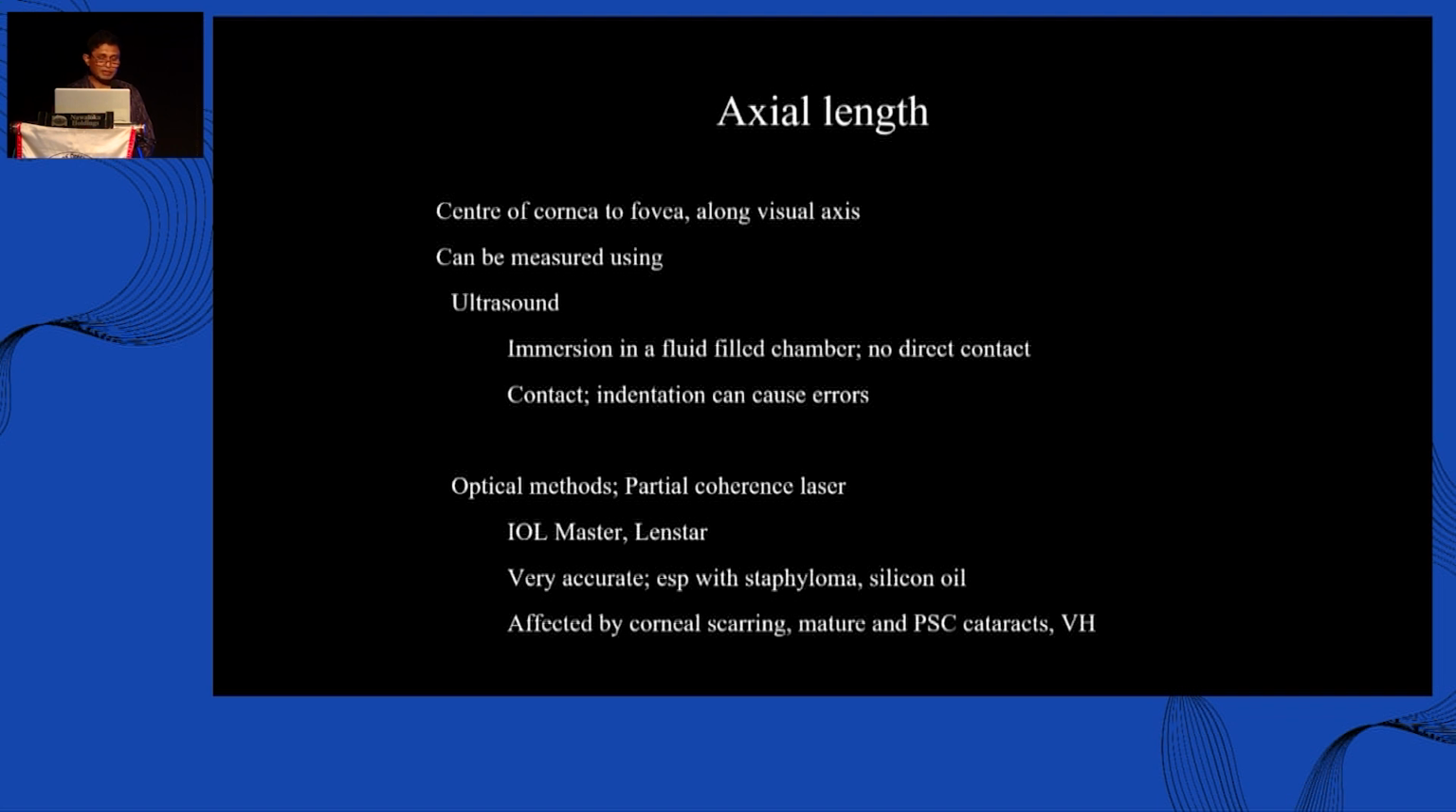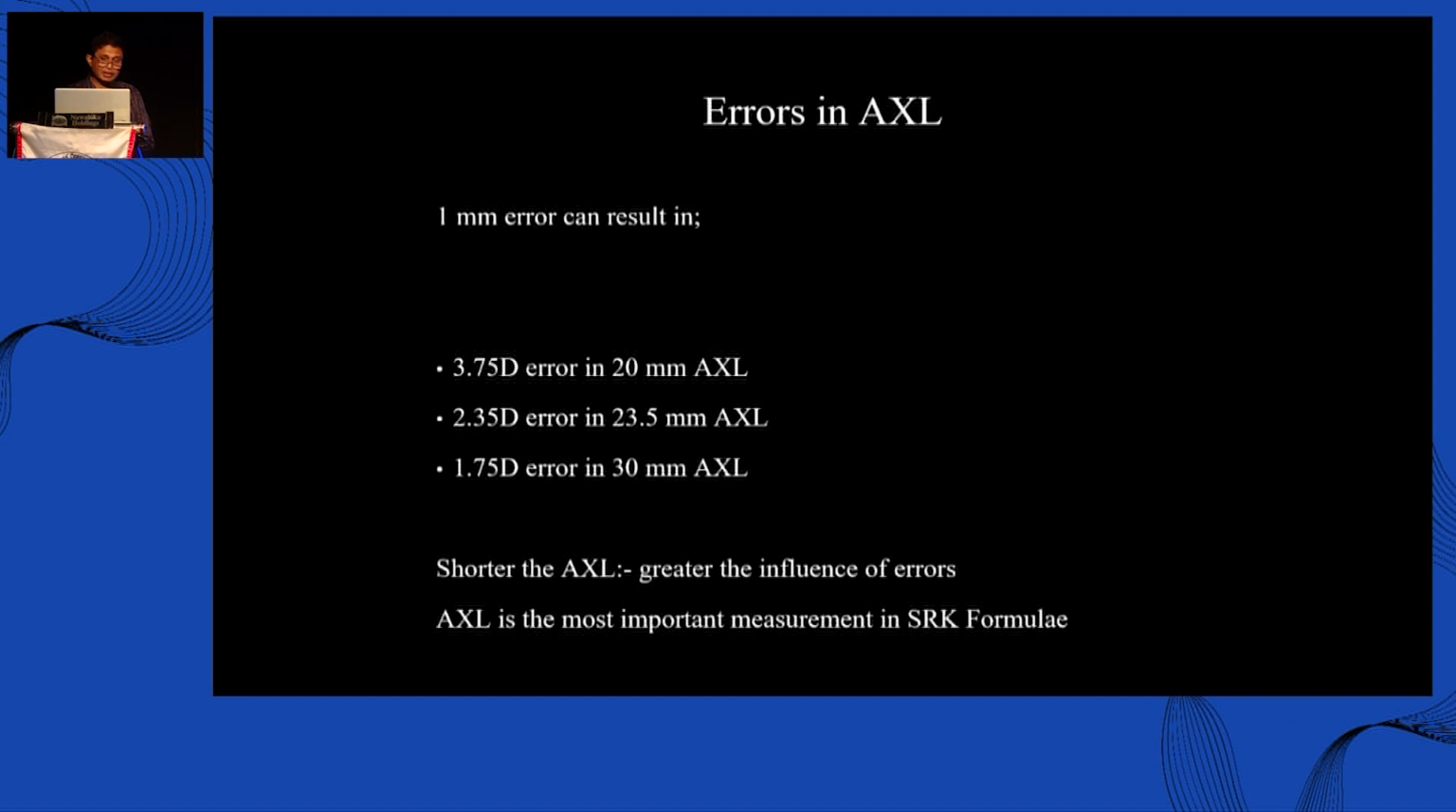And the other way is of course optical, which we'll come to later, using systems like IOL Master or LenStar. Usually it's very accurate, especially if there's a change in the retinal or the eye globe surface, like staphyloma and silicone oil. And of course, these may not work when there are media opacities like corneal scarring or mature cataracts. For that matter, any media opacity will compound the findings of optical methods in measuring axial length. The thing is here, the errors in axial length can have a devastating effect on the final outcome.